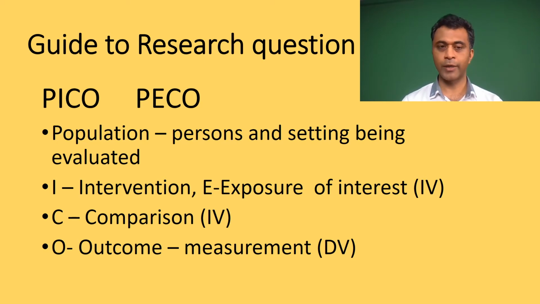So a research question can be framed following these four matters, namely population, the persons and the setting being evaluated; intervention, which is the change the investigator plans to make; who he is comparing against, which would be the comparison, another independent variable; and the outcome being studied, which would be the outcome variable. So we can frame a research question based on this, describing the population, the intervention as an independent variable, the comparison as an independent variable, and the outcome being studied as the outcome or dependent variable.